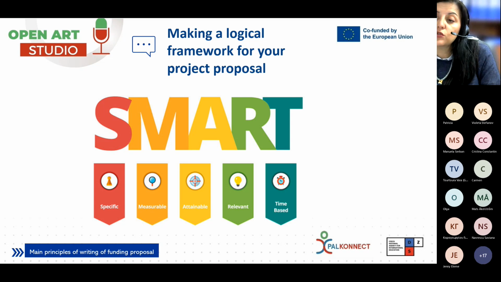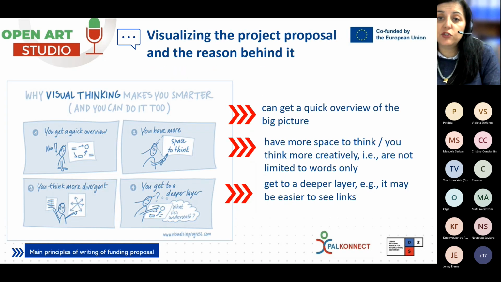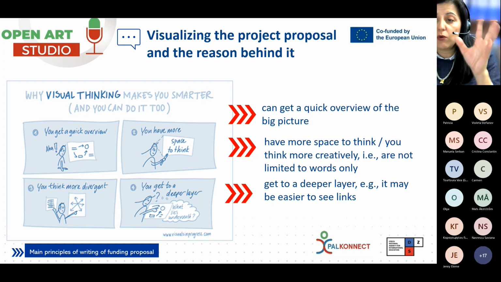Of course, it is good to know the SMART outcomes. It is recommended to make your outcomes specific, measurable, achievable, relevant, and time bound. And this is part of almost all the proposals. And going to the next slide, visualizing the project proposal and the reason behind it. You need to get a quick overview of the big picture, have more space to think, think more creatively, not be limited to words only, get to a deeper layer, and it may be easier to see links.